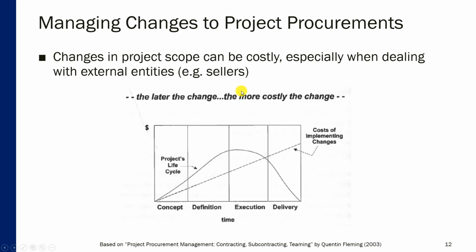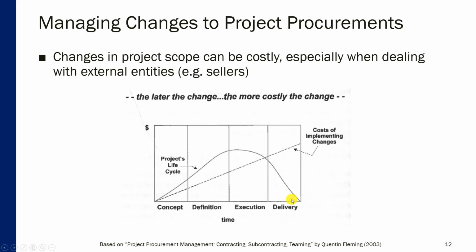Now, another thing to keep in mind, of course, is that as the project progresses, it becomes harder and more expensive to implement changes. It is relatively easy to do changes to project requirements during the initial concept phase, but as you go into definitions and execution, where most of the time and money is spent, it becomes more costly to go back and introduce any changes.